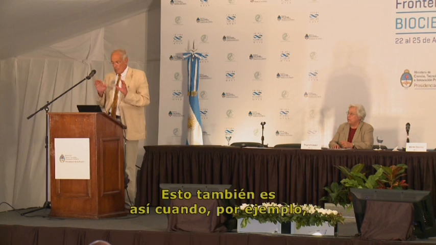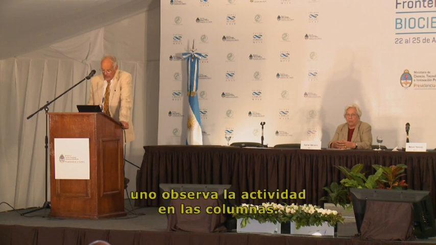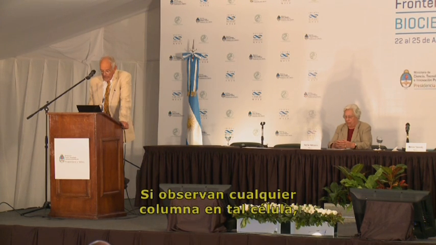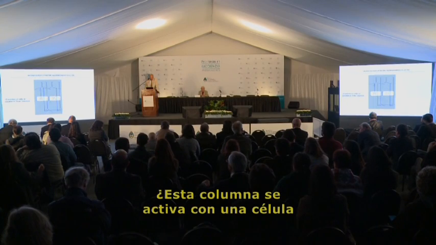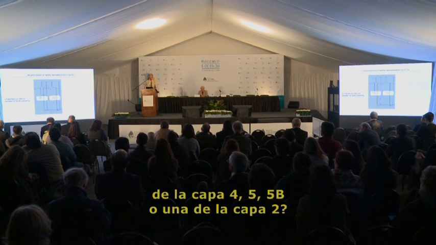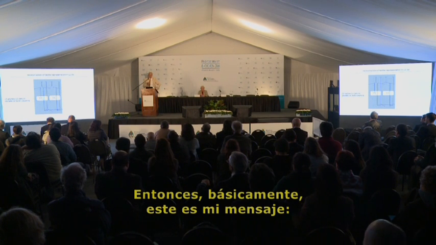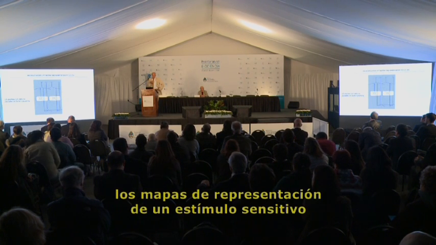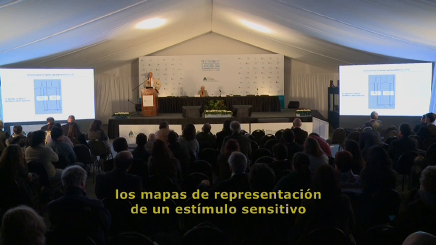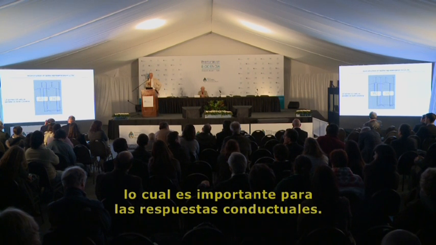This is also true if, for example, one looks at activity in spines. If you look at any one spine in such a cell, it's not quite clear or at all clear in the beginning: is the spine activated by a layer 4 cell, layer 5 cell, layer 5A cell, or even a layer 2 cell? So this is basically my message. The sequential schemes of explaining representational maps of a sensory stimulus have to be parallel, at least in the time frame that is important for behavioral responses.